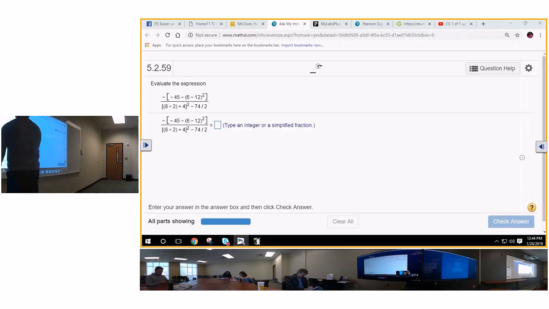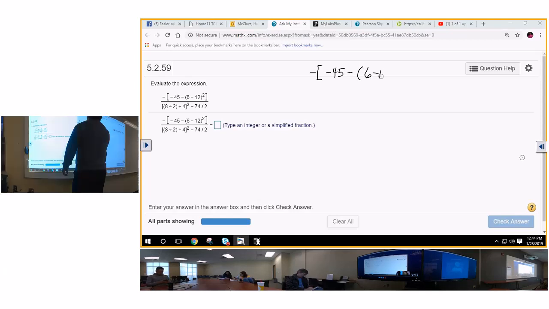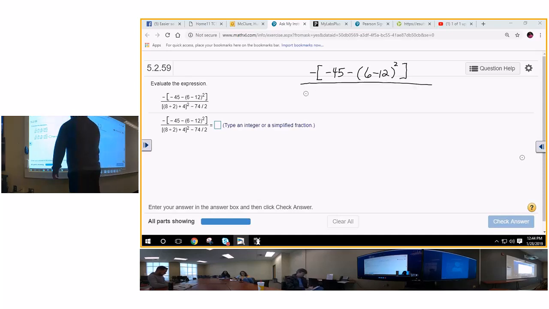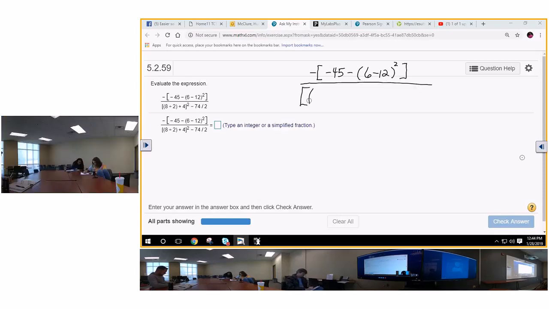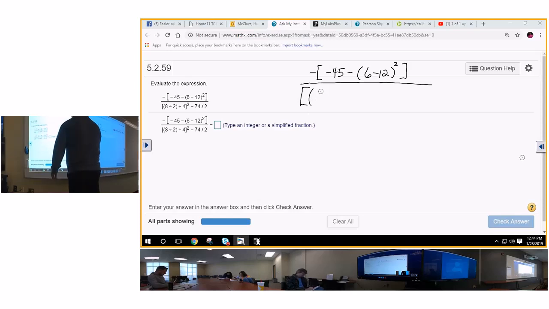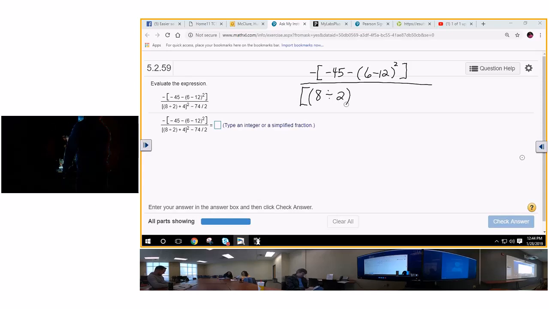Negative bracket, negative 45 minus 12, doesn't hurt, does it? I was just making sure I wasn't going crazy. Okay, I'm trying to talk right now, please. 8 divided by 2 plus 4 quantity squared minus 74 divided by 2.